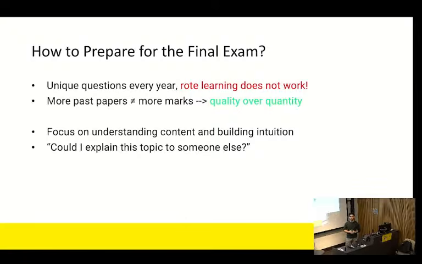Really spending time with each past paper and taking out from it as much as you can, rather than just trying to blitz through as many as you can. I've seen students who do just five past papers or just 3 past papers, but spend good quality time on those papers, do a lot better than students who just do like 30 past papers. Okay, and really focusing on understanding content and building intuition. So the way I always like to study for my own courses, and also when I'm teaching other students, is I always think, could I explain this topic to someone else?